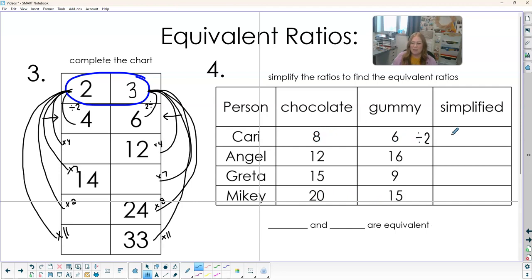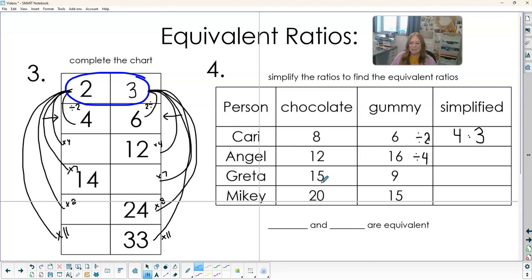So 8 divided by 2 is 4. 6 divided by 2 is 3. So simplified, this is 4 to 3. Now we have 12 and 16. I can see they're 4 numbers apart. So I'm going to see, does 4 go into 12? Yes. Does 4 go into 16? Yes. So we need to divide those both by 4. 12 divided by 4 goes first. 16 divided by 4 goes second. I'm going to let you do those.